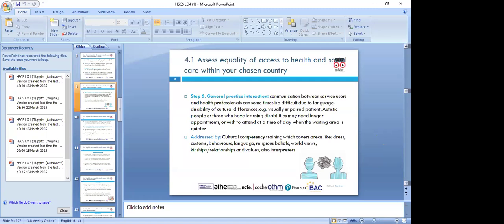These are the reasons why the healthcare visas were introduced, so you can have a lot of healthcare professionals and nurses come into the UK and work with the NHS, because the demand is huge but few staff are available. It says this can be addressed by cultural competency training, which covers areas like dressing, customs, behaviors, language, religious beliefs, worldviews, kinships and relationships.